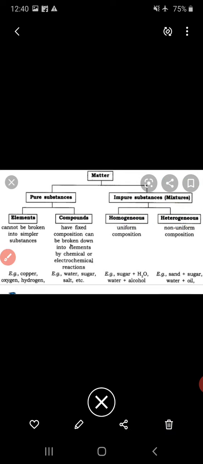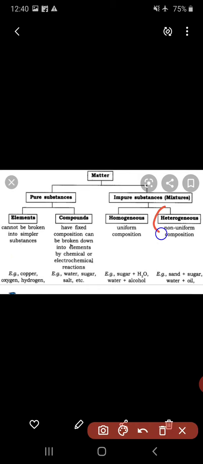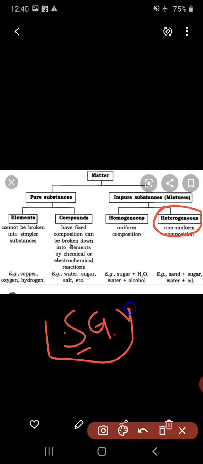Now let's look at the heterogeneous solution. Heterogeneous solution means what? If sugar is added with sand, we can easily see the sugar particles and sand particles, and also we can separate them out. Sugar particles are separated out and sand particles are also separated out. But in homogeneous में हम separate कर पाएंगे sugar को water से? नहीं. But in heterogeneous we can easily separate out the particles of sugar and particles of sand. This is about the heterogeneous.